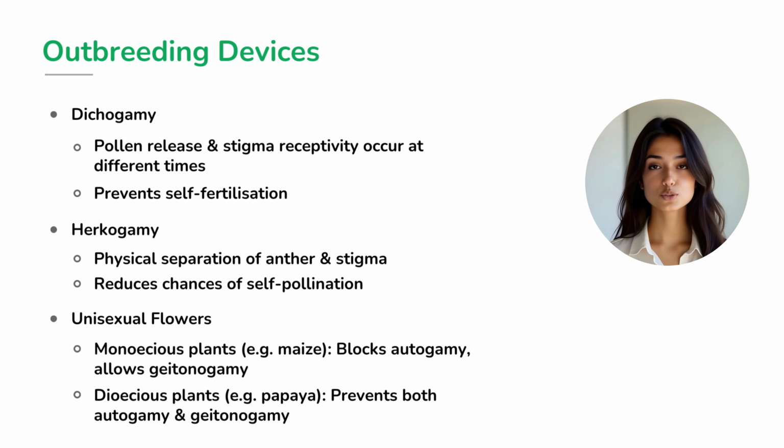Some plants produce unisexual flowers. In monoecious species like castor or maize, male and female flowers grow on the same plant, preventing autogamy, though geitonogamy may still occur. But in dioecious species like papaya, male and female flowers grow on separate plants entirely, eliminating both autogamy and geitonogamy. Each of these adaptations, timing, structure, genetics, and flower distribution is nature's way of saying variation matters.